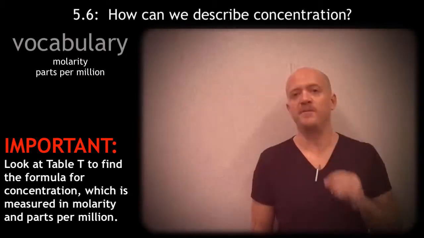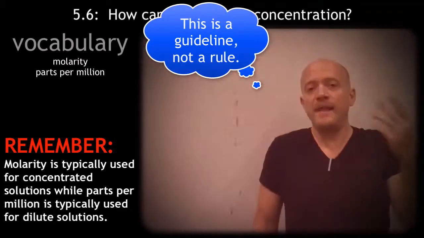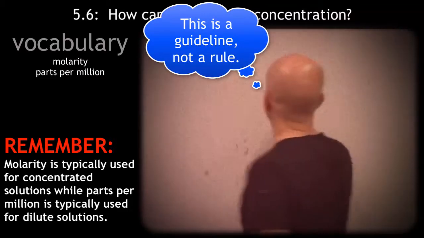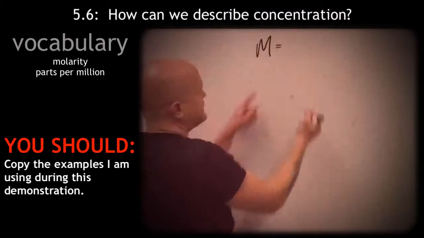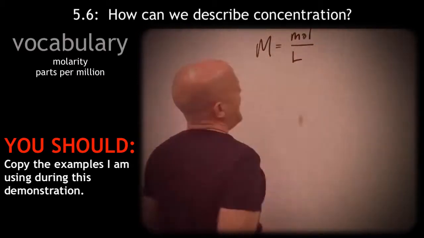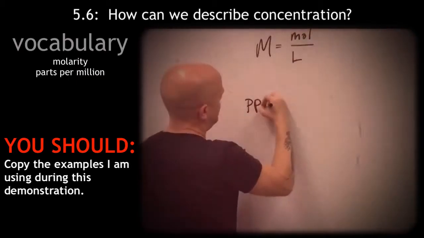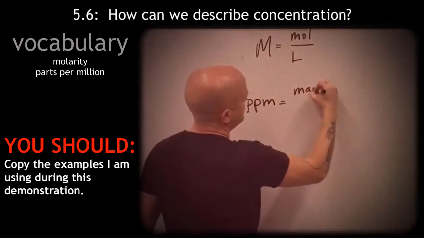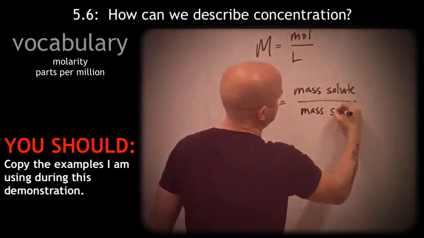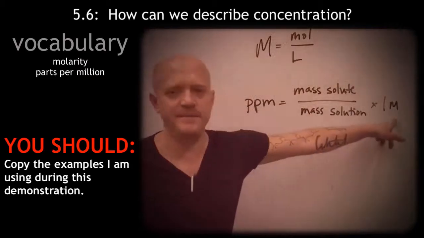We could talk about parts per million, which is for a much smaller concentration. So we're talking about really small amounts. Molarity is something that is higher concentration. But all you have to do is molarity, which is, the symbol is a capital M. It is moles per liter. And we have ppm, parts per million, equals mass of solute over mass of solution times 1 million.